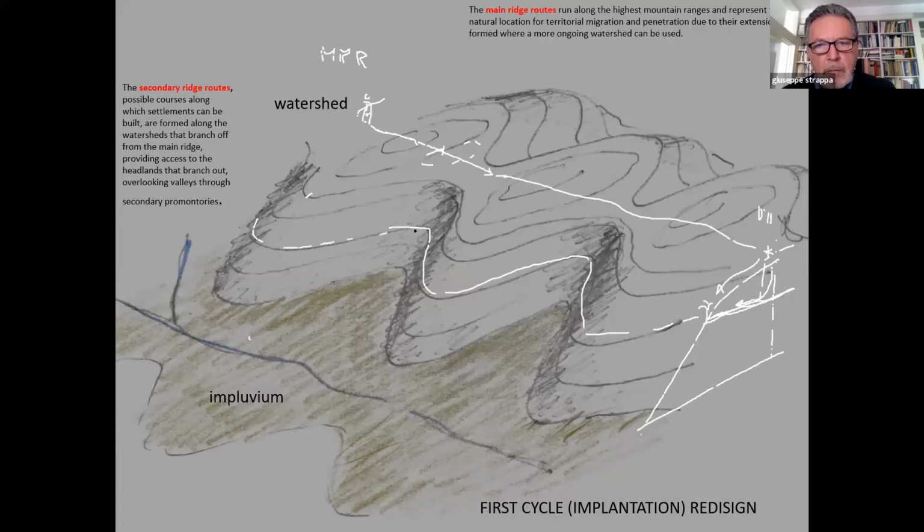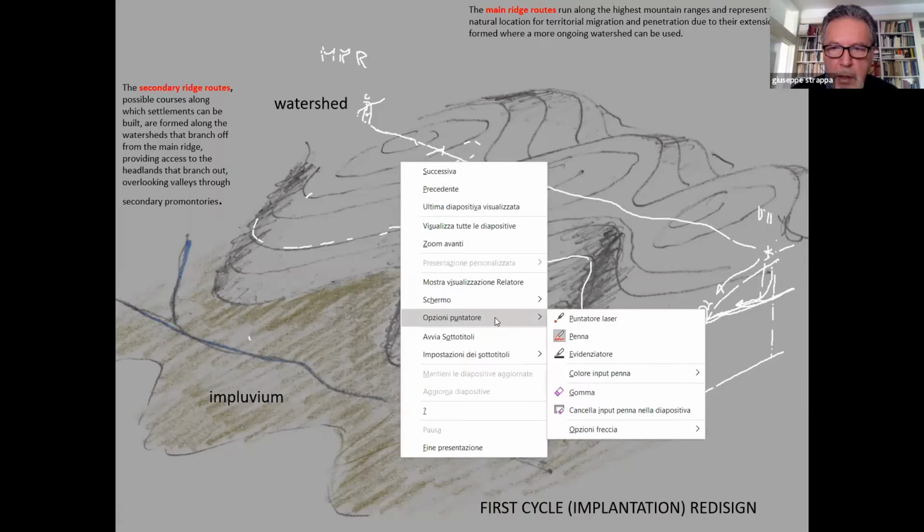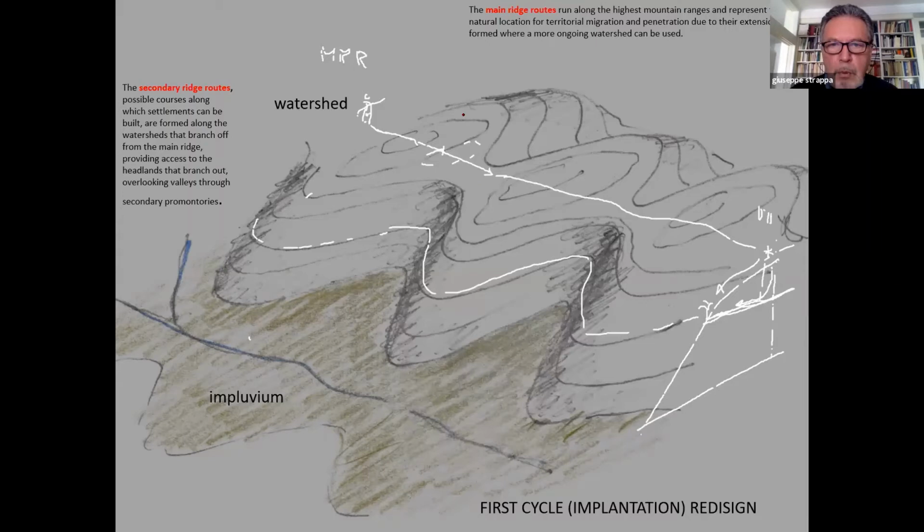Okay. So the man, we can change color, doesn't stop here, but goes across the secondary ridge, arriving in one place in which he formed a first settlement, in the place in which he has the sources. So we can call this the secondary ridge route.